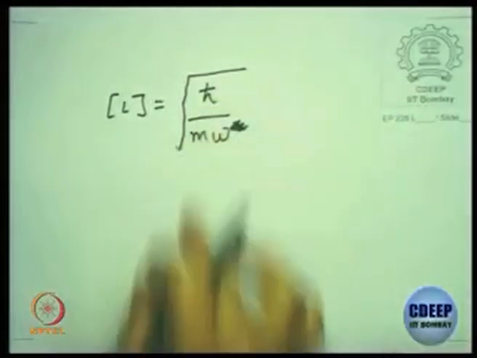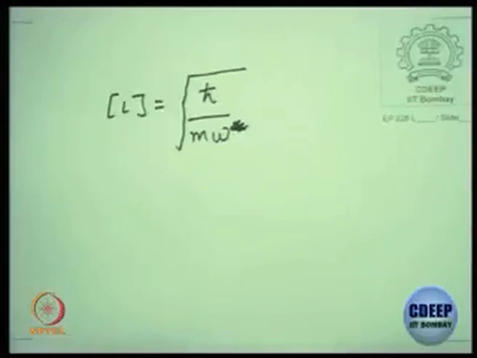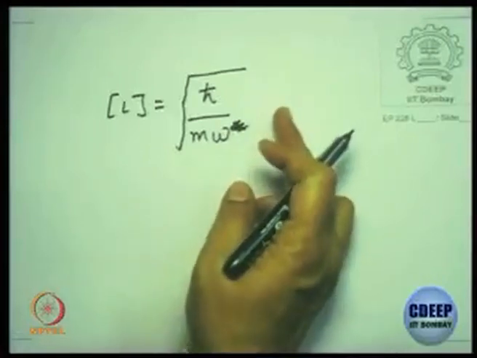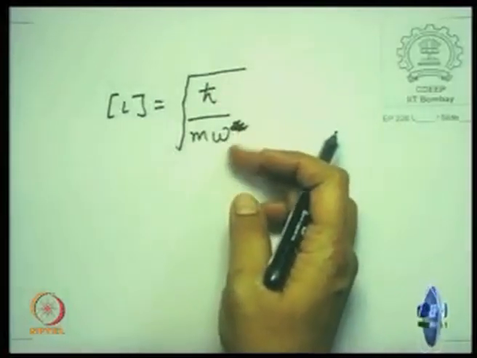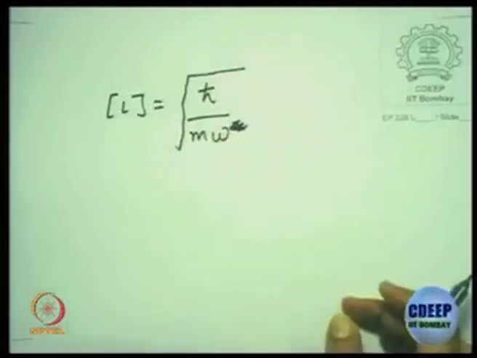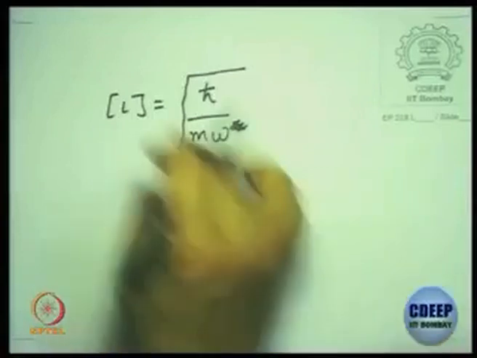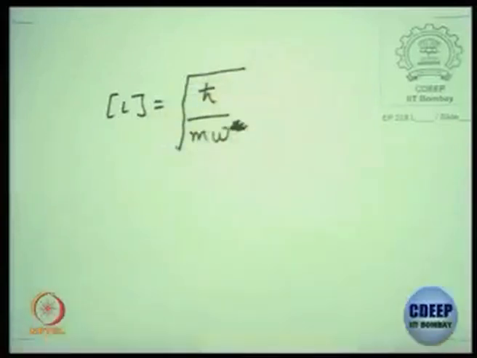If you do the dimensional analysis, h cross omega is energy, so h will be energy by omega, and omega is 1 over time. Use that, m is mass, and you should be able to show that the dimension of this piece is L. Okay.